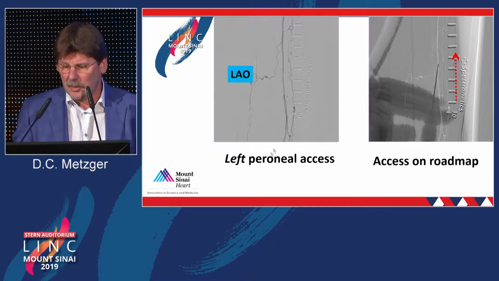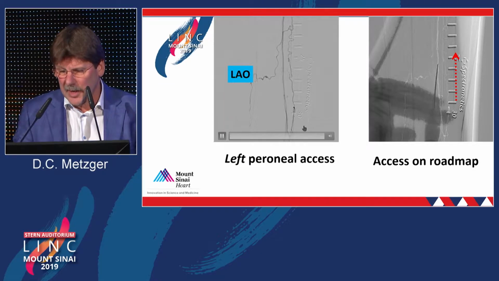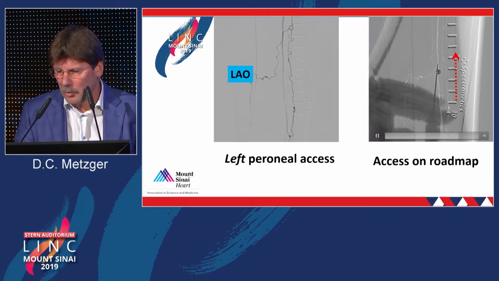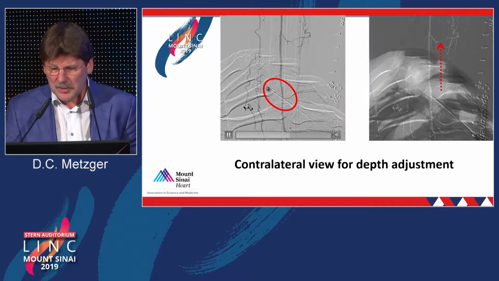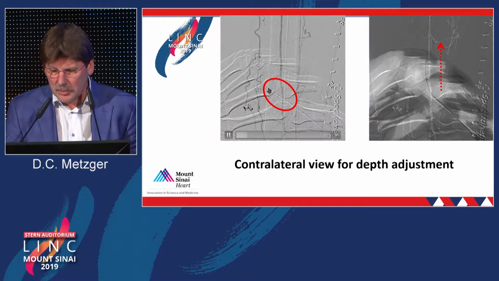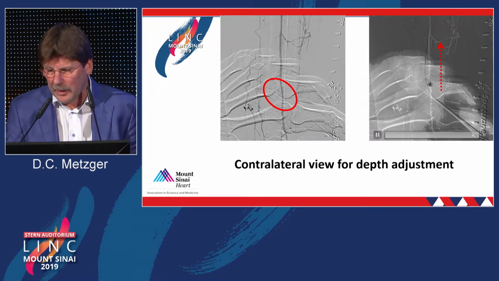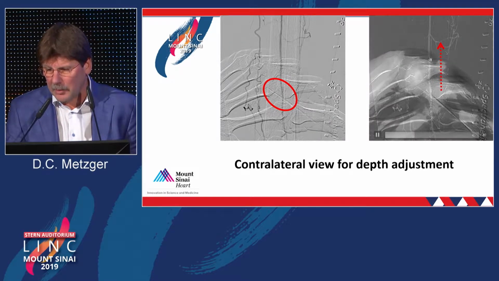So here's how, this is a left peroneal access, so this is an LAO view, and here's that road map that we'll use. Now, this one we missed, but you can see how deep I was with the needle, so you use that, you make a road map, pull it back, and then advance your wire up here.